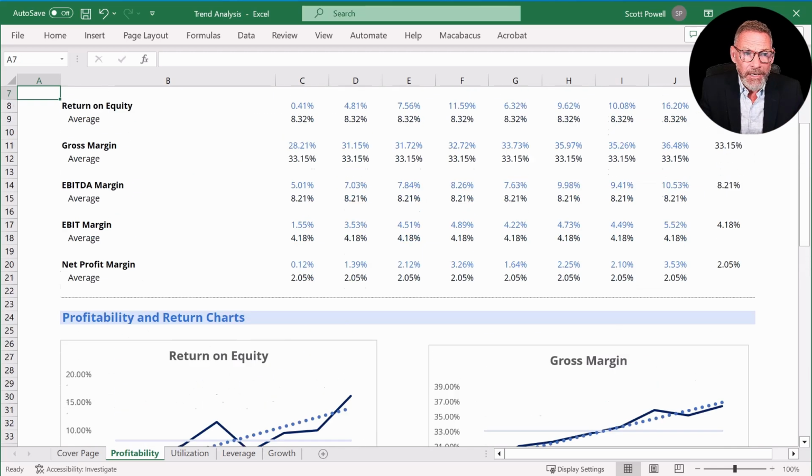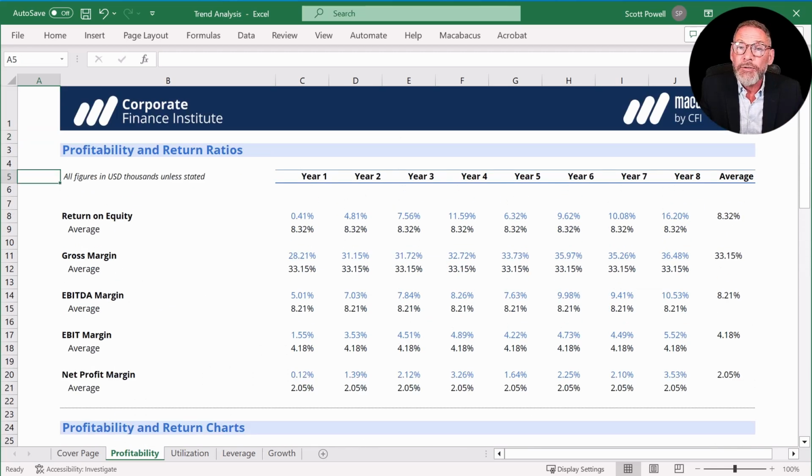Okay. Also, just a couple of other things. Anything in blue font is an input. Anything in black font is a formula or a title. So you can see the averages are formulas, and the blue font is actually a hard-coded input. Now, with trends, recall, it's really hard to see the trends if we're not visualizing them.